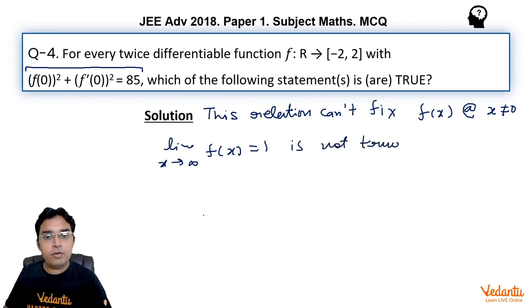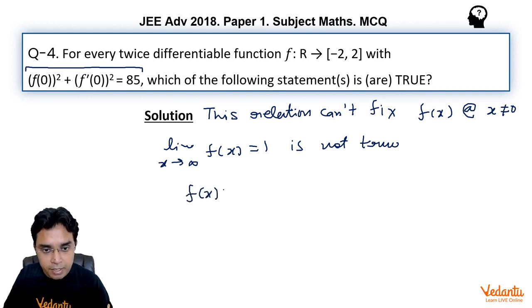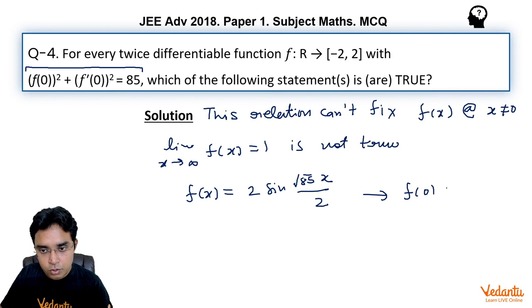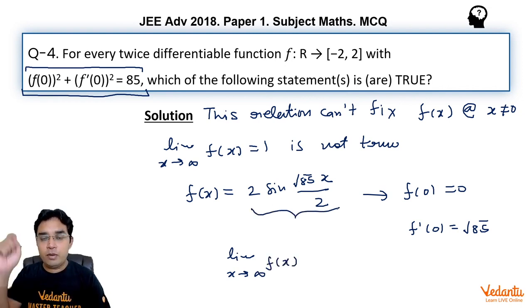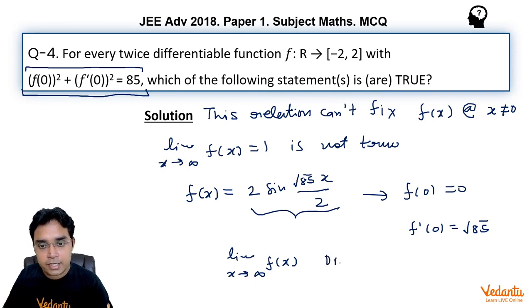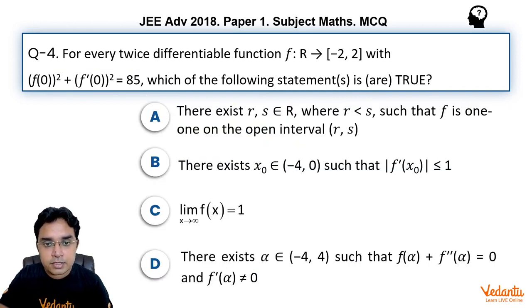In fact, I can give you one example in which I take f(x) equal to 2 sine of (root 85 x upon 2). This will give f(0) equal to 0 and f'(0) equal to root 85. So we can see this relation is satisfied: (f(0))² plus (f'(0))² is equal to 85. But the limit as x approaches infinity of f(x) will be an oscillating value between minus 2 and 2, so this limit does not exist. So saying option C is correct is wrong, or in fact I should say C is wrong.